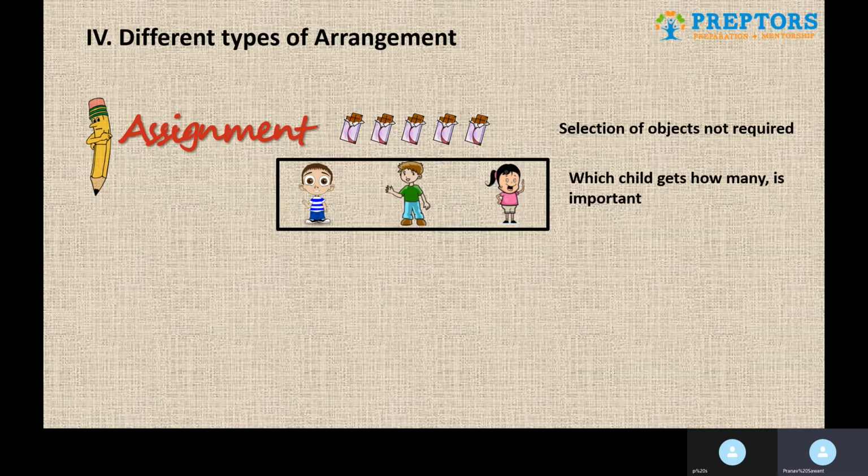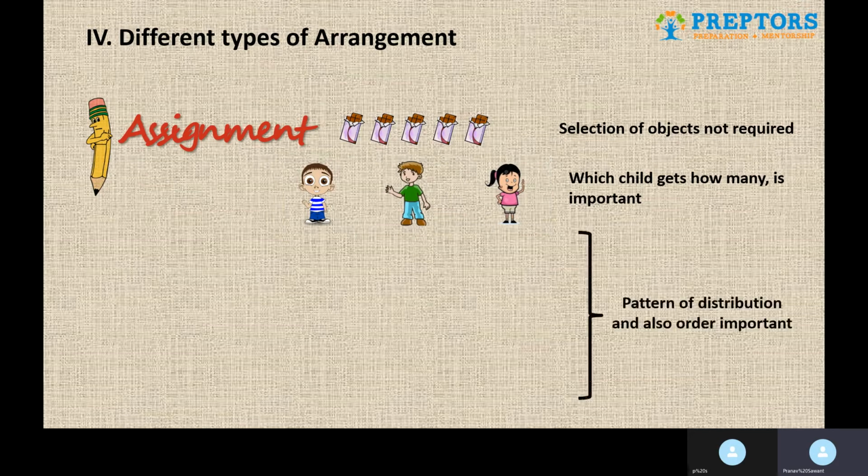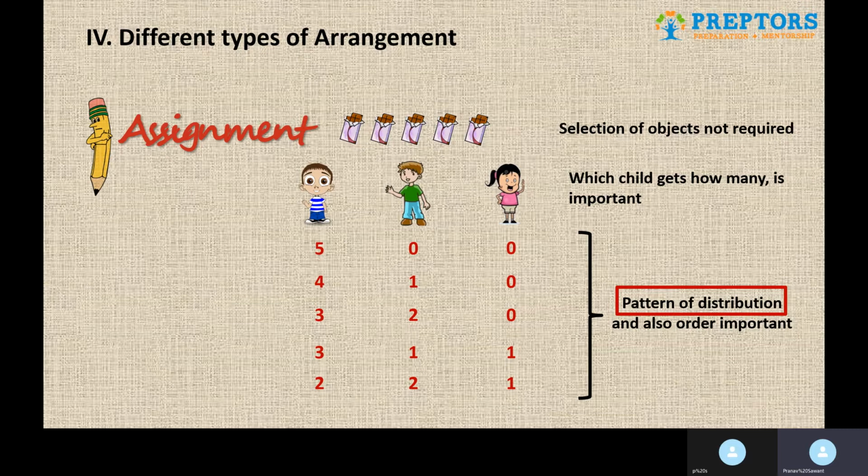Now let's try to form a pattern. So the pattern of distribution and also order is important. So this is the pattern of distribution. I'll give five chocolates to blue, zero to green, zero to pink. Similarly, I'll give 4 to blue, 1 to green, 0 to pink, and so on the distribution goes.